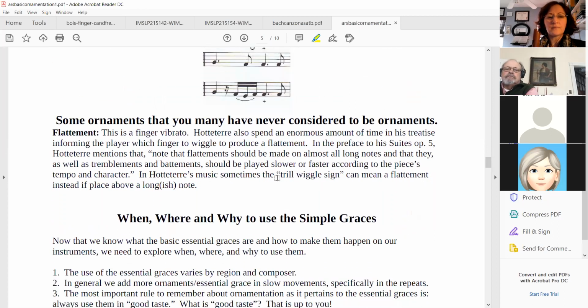And finally, one ornament that you might not have considered to be an ornament, and this gets confusing, but only in the music of Hotteterre. This is called the flattement, and this is a finger vibrato. And Hotteterre, if you're looking at his solo music, will use the little squiggle symbol for a trill over a long note to indicate that you do finger vibrato on this long note. So it's not really a trill, it's a finger vibrato.